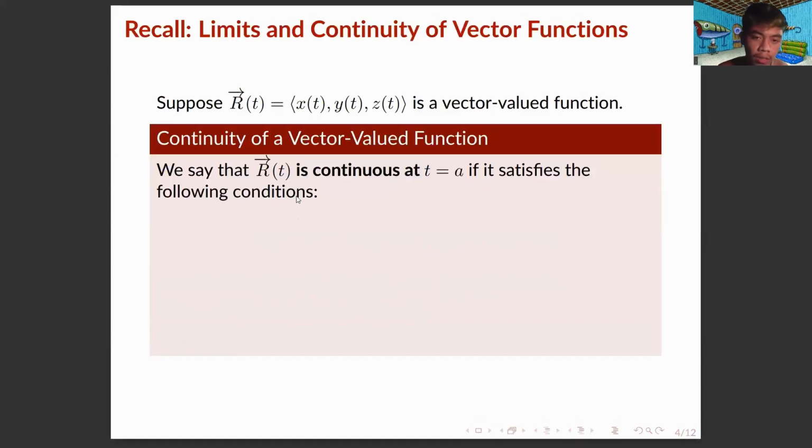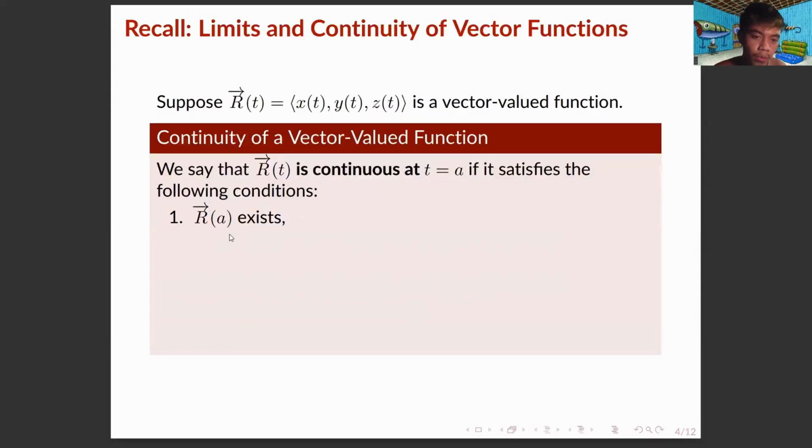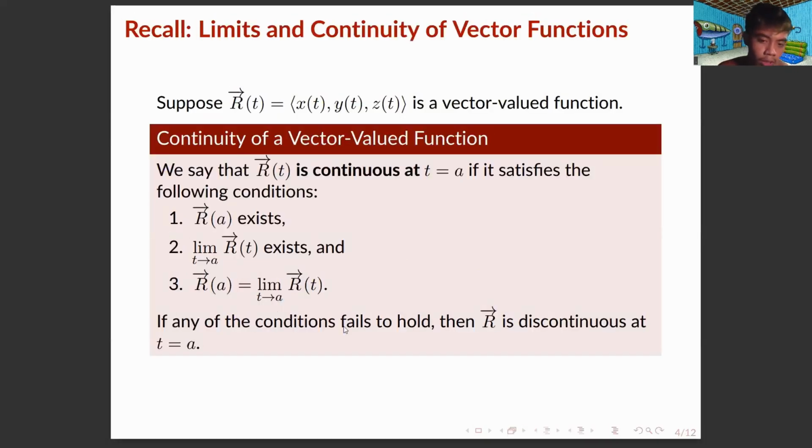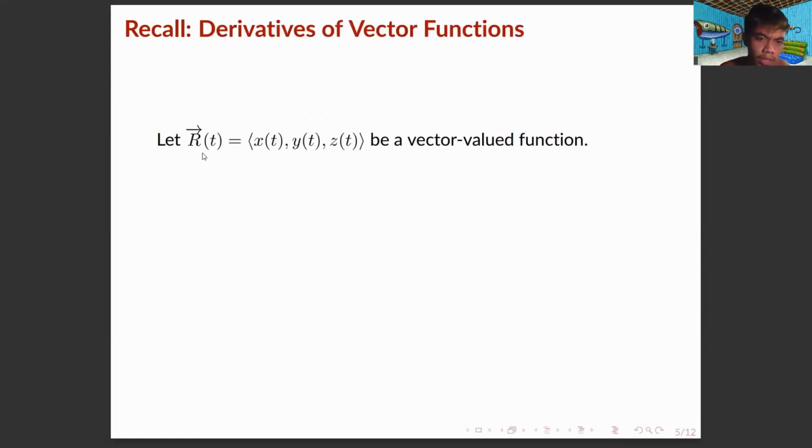Okay, so we say that r of t is continuous at t is equal to a if it satisfies the following conditions. For 1, we have r of a exists. For 2, we have the limit of r of t as t approaches a exists. And for number 3, we have r of a is equal to the limit of r of t as t approaches a. So if any of the conditions fails to hold, then r is discontinuous at t is equal to a.